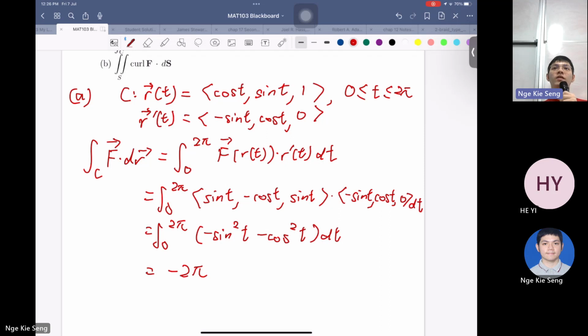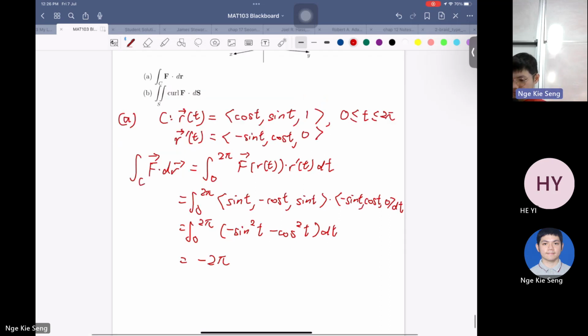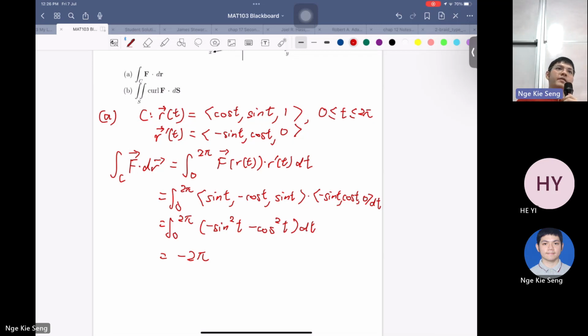By the trig identity, I get minus 1, and then integrating from 0 to 2 pi, I get minus 2 pi. So we should expect that if we integrate the curl over the surface, we should get minus 2 pi as well. Let's check whether we get minus 2 pi also.